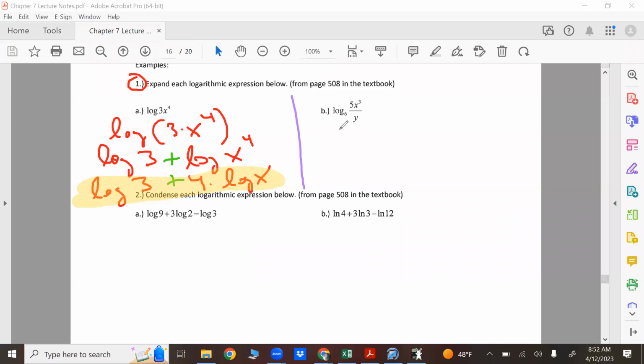Okay. So think of it like this first. It's log base 6 of, I'm going to put a bracket here, 5 times x cubed divided by y. Gosh, it's hard to read. Let me do a new color here. Okay. So if you think about it, what can I do about the 5 and x cubed? How would I write that?